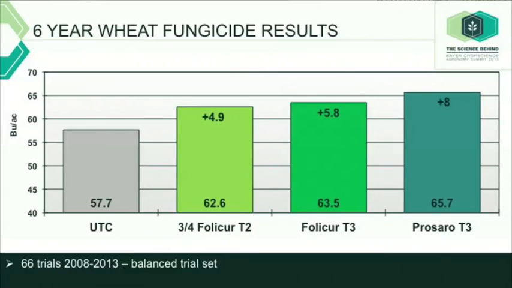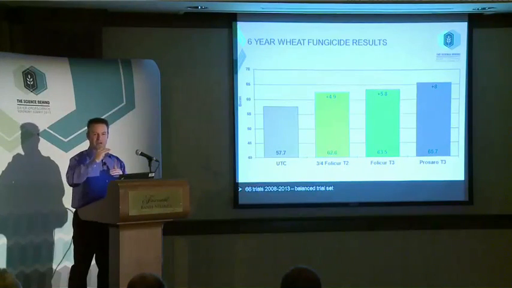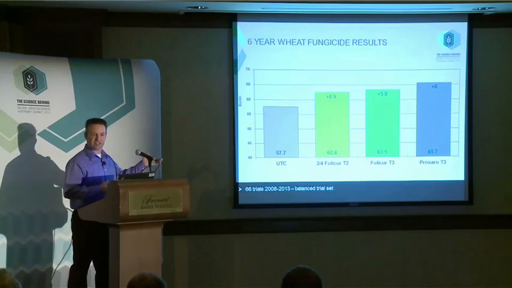We also have looked at the full rate of Folicure at flag leaf timing as well, in comparison to the 3/4 rate. And we did see a little bit of a bump in performance versus the 3/4 rate, but the bump in yield performance with regards to the extra product costs, it's kind of a wash. So that's why we're at this stage, we're fairly comfortable with recommending the 3/4 rate at the flag leaf time.